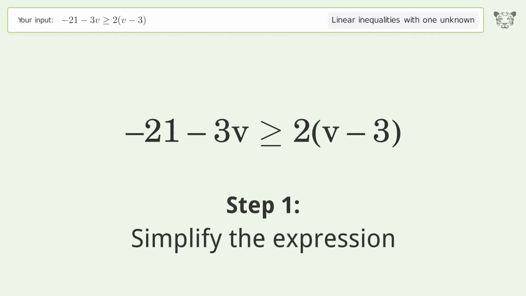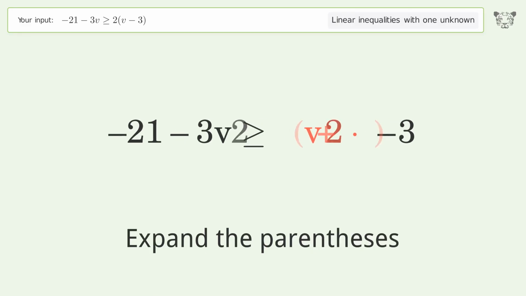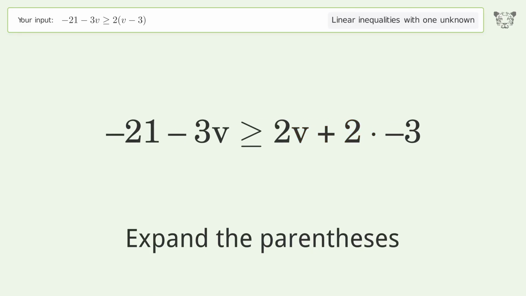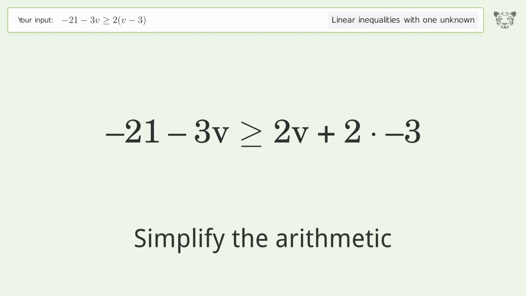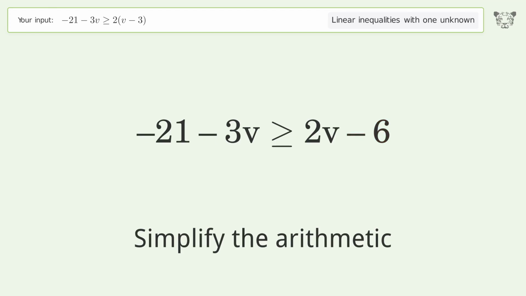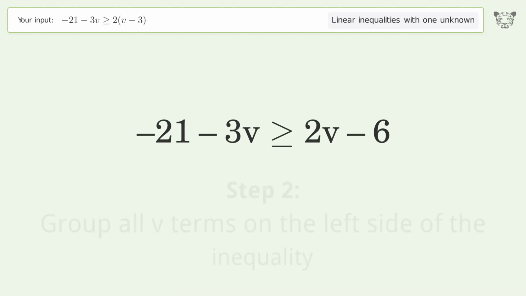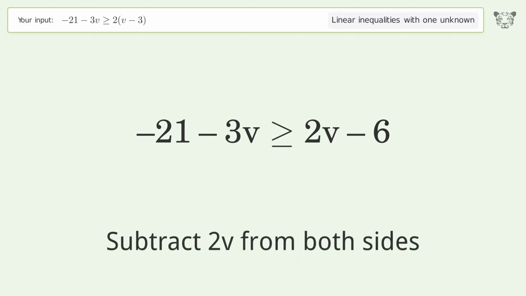Simplify the expression. Expand the parentheses. Simplify the arithmetic. Group all v terms on the left side of the inequality. Subtract 2v from both sides.